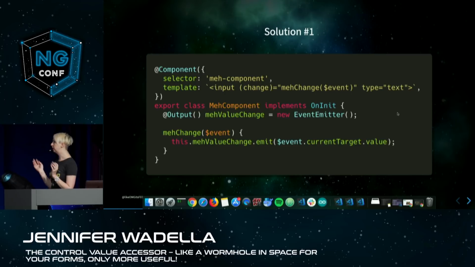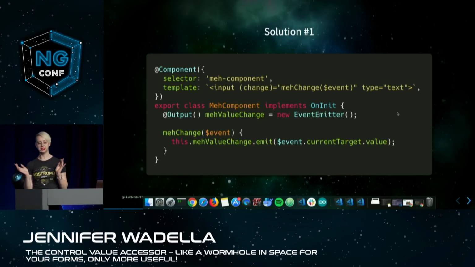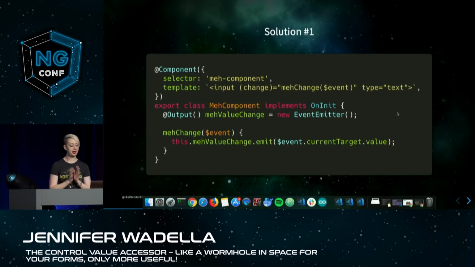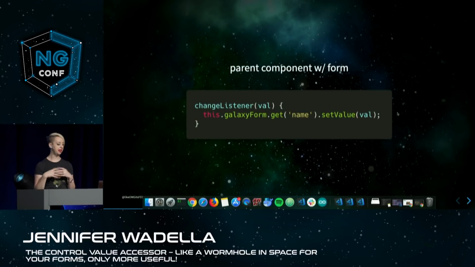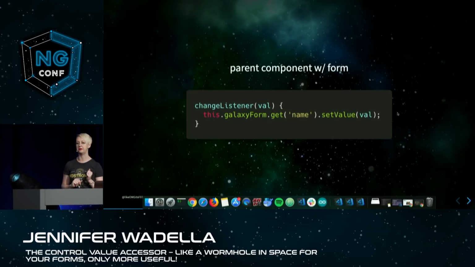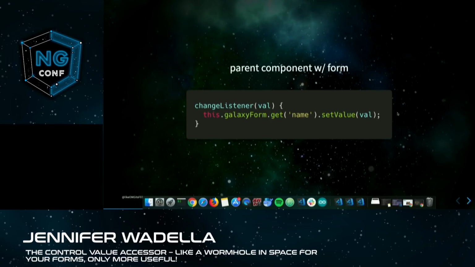And you might be thinking, OK, well, Jennifer, I can solve this problem already. This is not that big of a deal. I'm going to wire up my custom component. When a user interacts with it, I'm going to emit a change event. It'll be awesome. In my parent component, I'll use my change listener. I'll push that value to the form using set value or patch value, and I'll be fine. Like, I don't need your control value accessor.